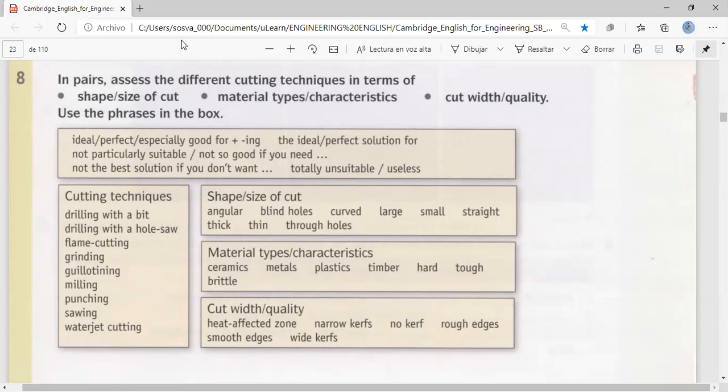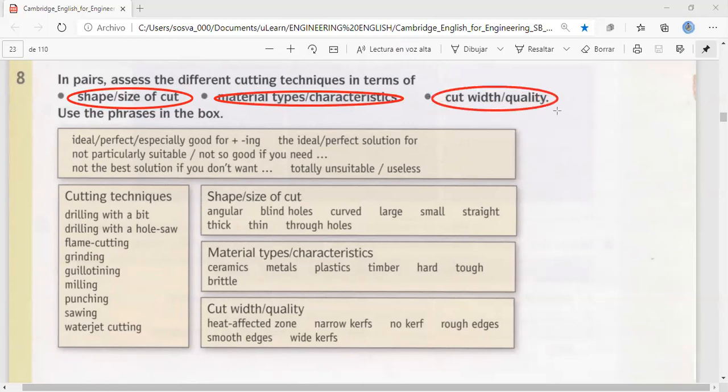Now, let me use my spotlight to show you this one. It says, assess the different cutting techniques in terms of shape, size cut, material type characteristics, and cut width quality. These are the three terms that you are going to keep in mind. Okay, you're going to describe all these cutting techniques.